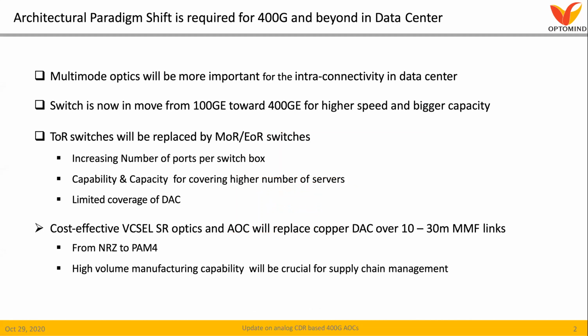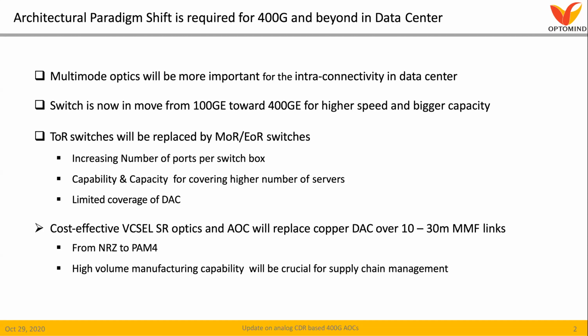In my view, an architectural paradigm shift is required for 400G and beyond in the data center. Today, switches in the data center move at higher speeds from 100G towards 400G. The number of ports in a switch is increased to support more servers, to save rack space and for future expansion. The location of the switch will change from top of rack to middle of row or end of row to make the layout of the rack more flexible.